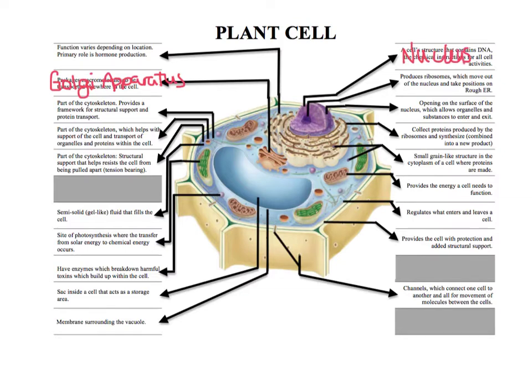So the second one from the bottom, that's the sac inside a cell that acts as a storage area, is your vacuole. Your central vacuole? Yeah, it doesn't have this.